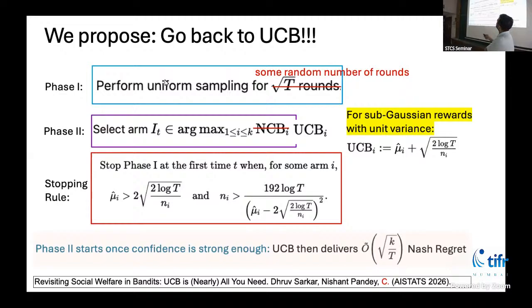Here it is giving more time for some random number of rounds. But you're stopping when you look at one arm and say, I have sufficient confidence for any arm. Yeah, so how does it guarantee that for all arms you are winning? It doesn't guarantee, it basically tells.